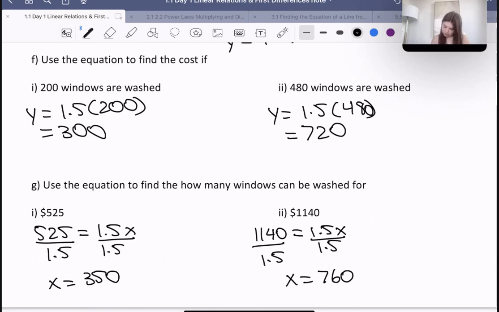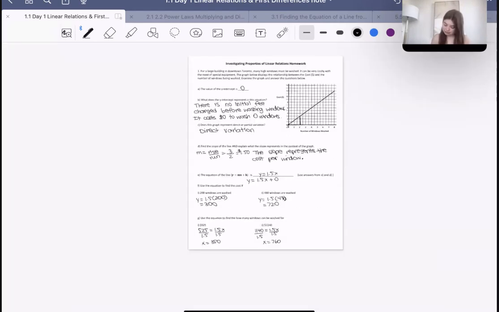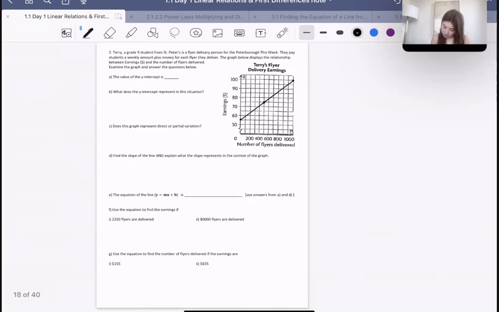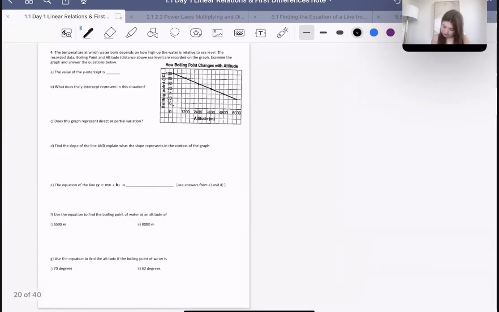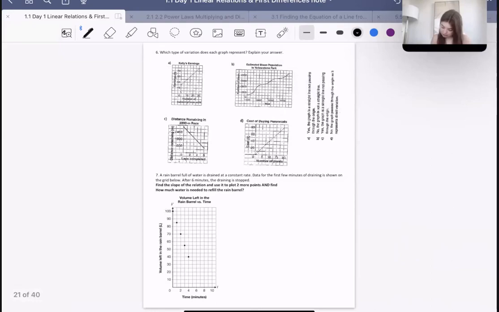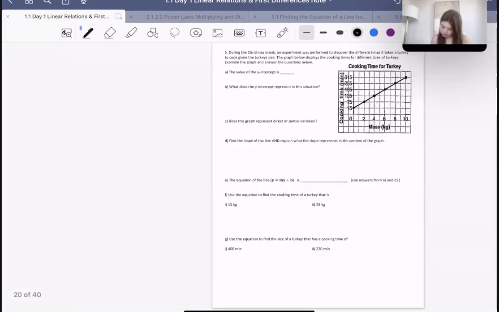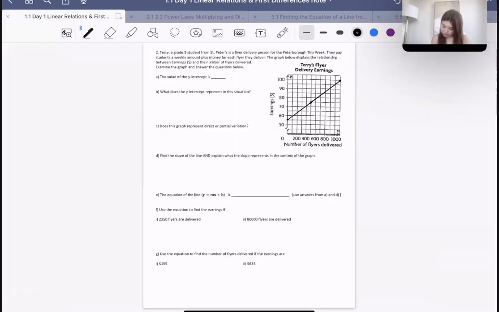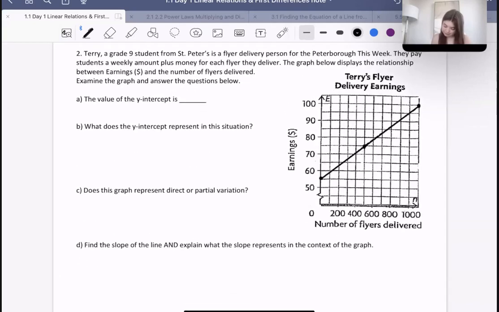Yes, we can wash 350 windows for $525, and we can wash 760 windows for $1,140. So there we have it. Okay, let's move on to question two. Looks like there's five, six. Oh, wow, there's lots of questions in this homework. That's all right. We'll go through all of them as best we can.